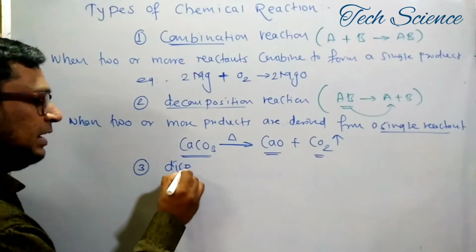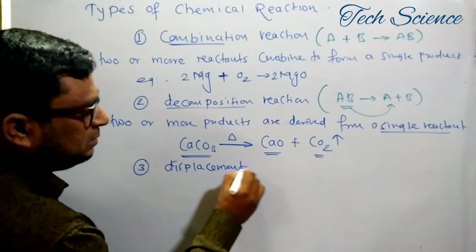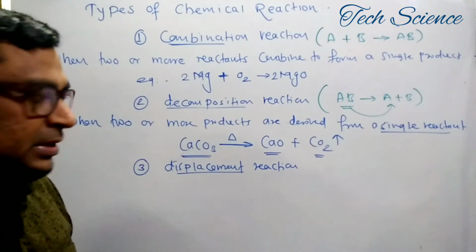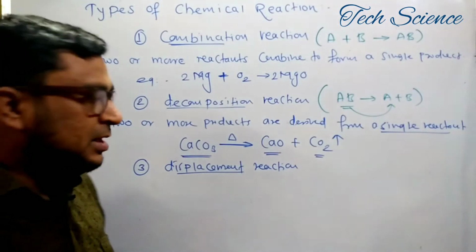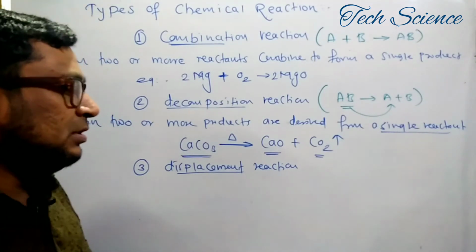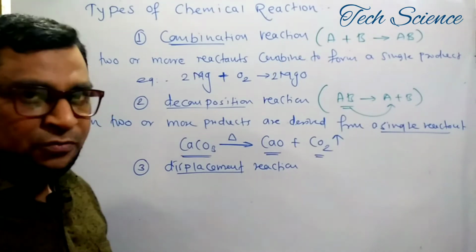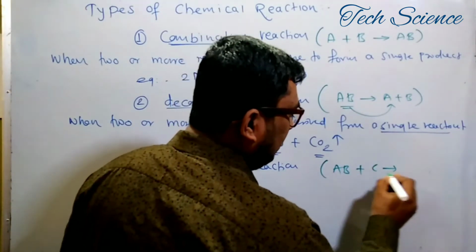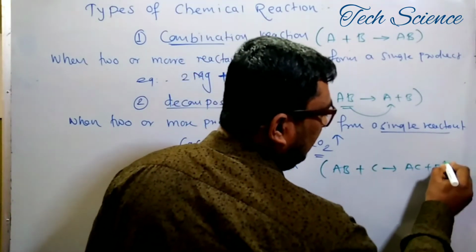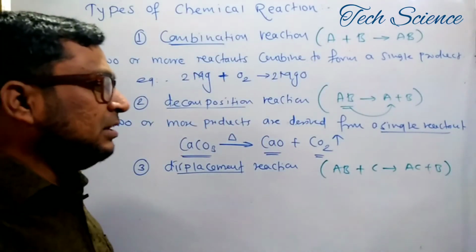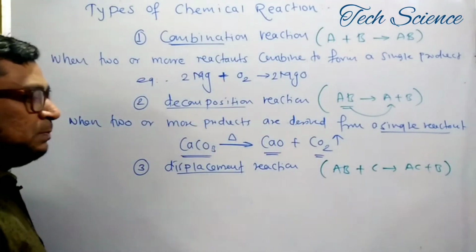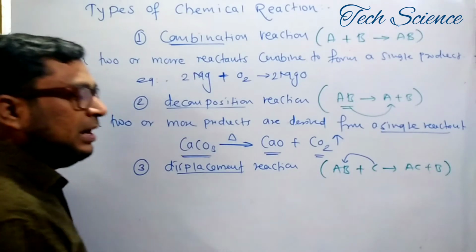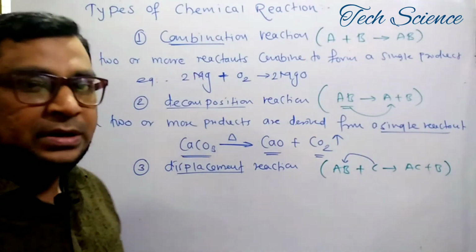The third is called displacement reaction. What is the word displacement? The term comes from physics. Displacement means a kind of movement, and that is what the displacement reaction is. The general syntax is AB, the first reactant, plus C, which gives AC plus B. This means that in a displacement reaction, the highly reactive element replaces the less reactive element.